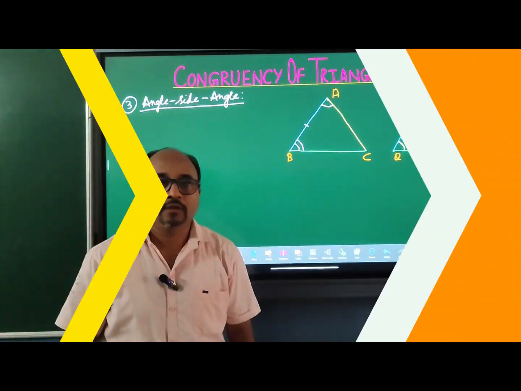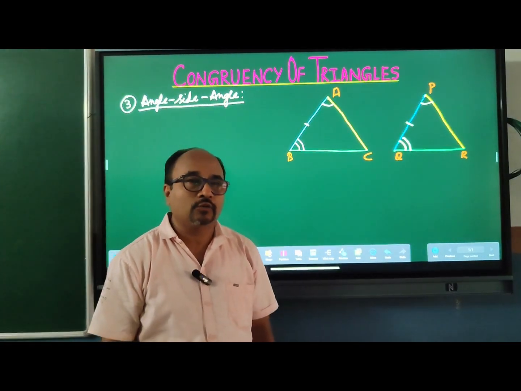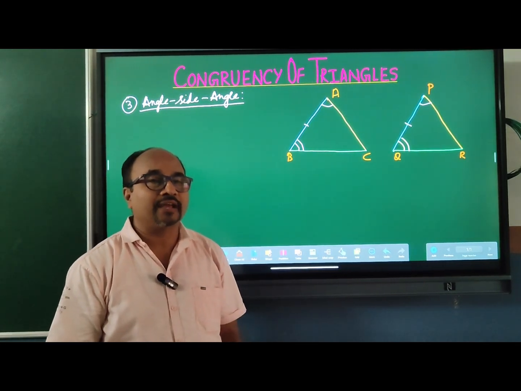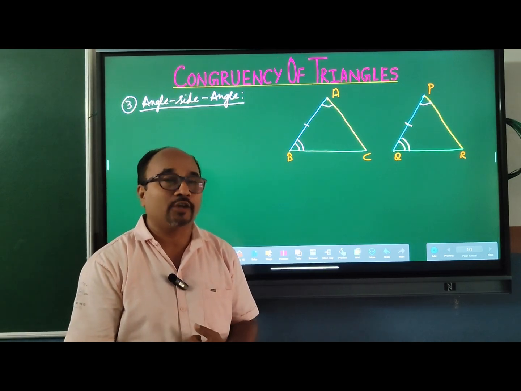Very important to remember here that the equal angle has to be between the two equal sides. Let us now look at the third rule for congruency of triangles, where we will have two angles and the included side as equal.